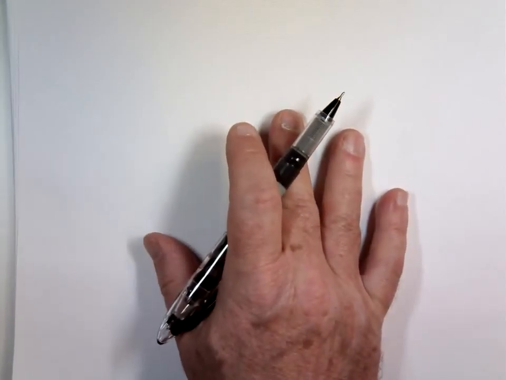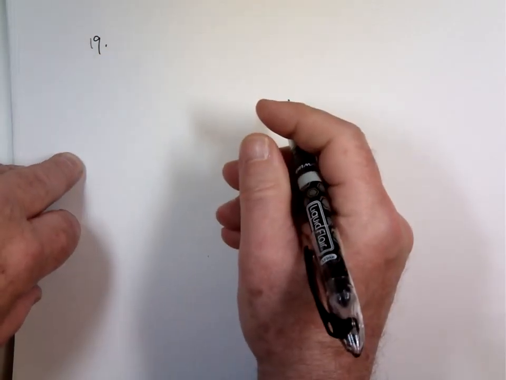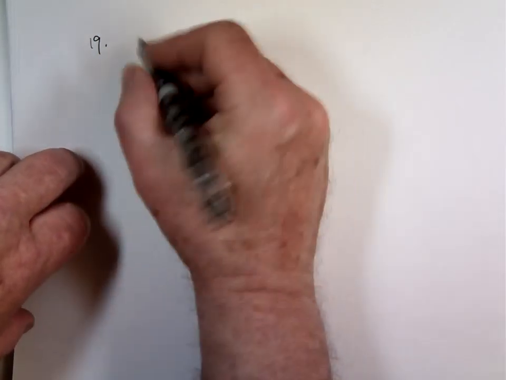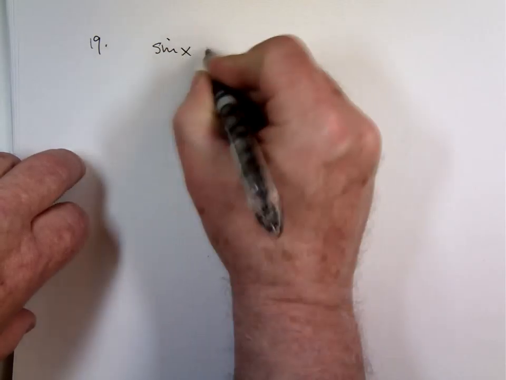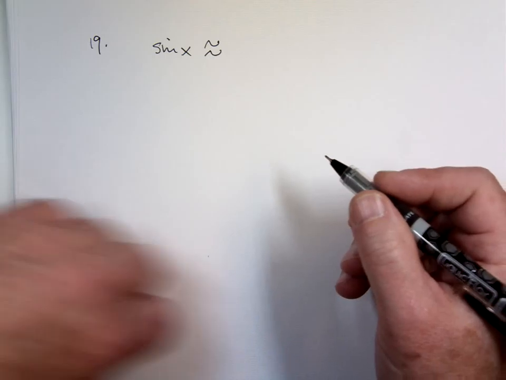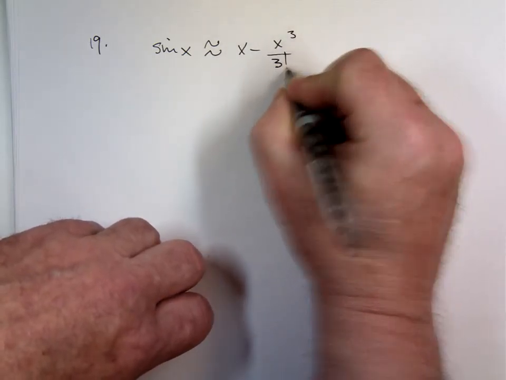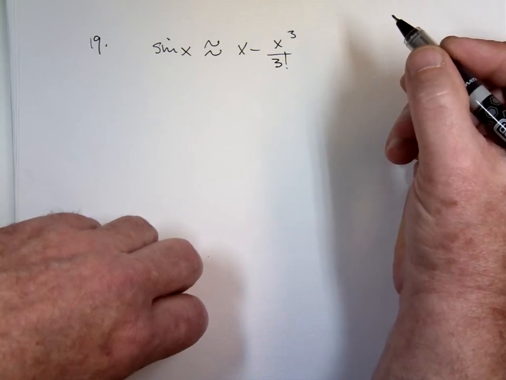All right, 19 and 20. Use the Maclaurin series for sin x for the following. What you've got to remember, sin is an odd function. Therefore, you have this. And we're going to use the first two non-zero terms. First two non-zero terms.